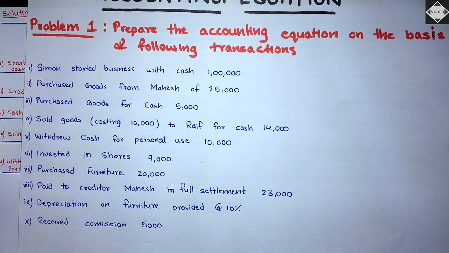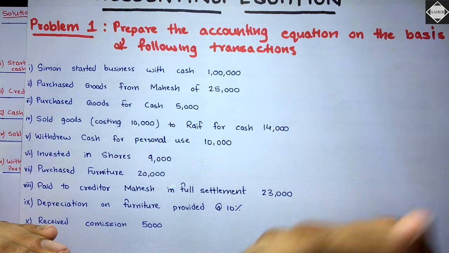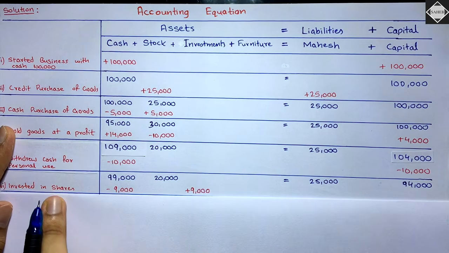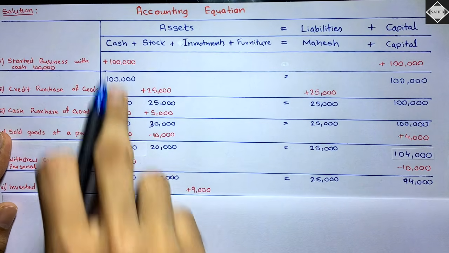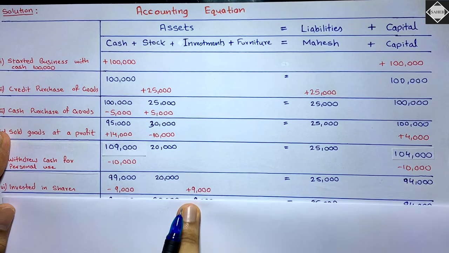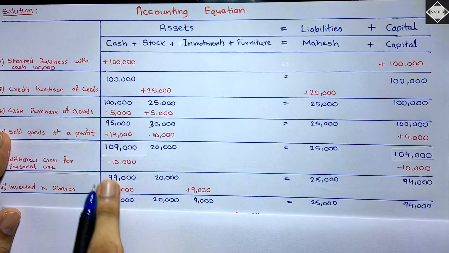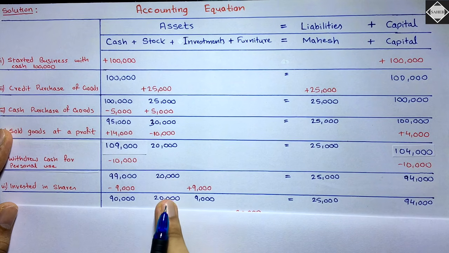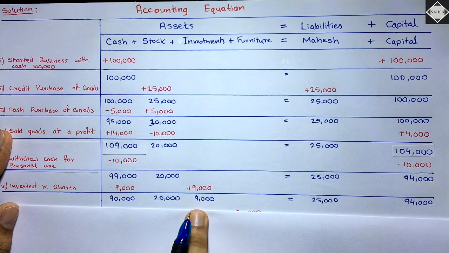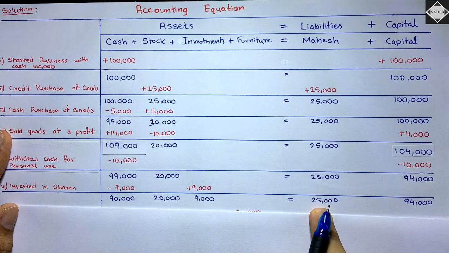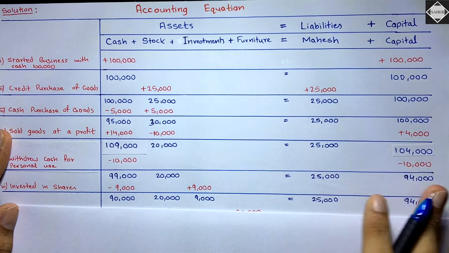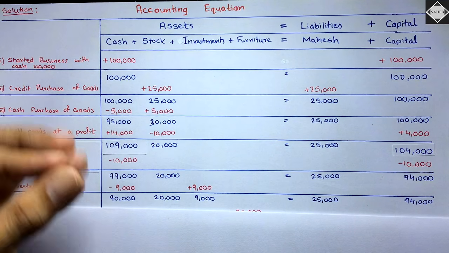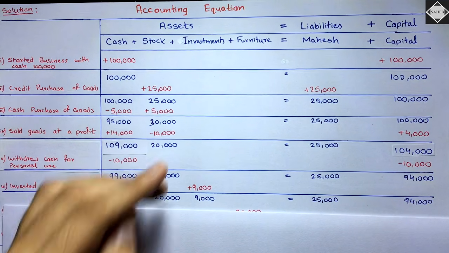So invested in shares 9,000. Cash is decreasing, investment shares are increasing. Both are assets, so it's a nil change. See here, sixth transaction, invested in shares, so minus 9 in cash and plus 9 in investments. If you see the total column, the balancing column, 99 was there, minus 9, that's equal to 90,000. And then see 20,000 as it is, and then plus 9, so that's 9,000, and here 25,000 as it is, and then 94 as it is. There is no change on the right hand side, only change over here, plus 9 minus 9. Is that clear? Because you took the cash and invested into shares. So cash reduced, investment increased.